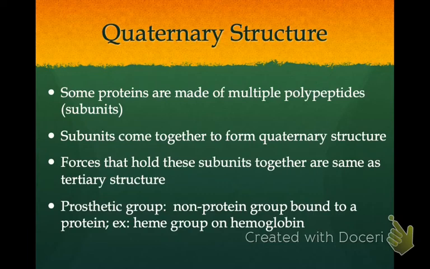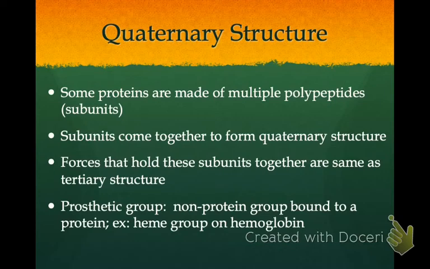The final structure we will talk about is the quaternary structure. This structure does not form with all proteins. It will actually be made up of more than one polypeptide, such as hemoglobin. That's one of the examples of a quaternary structure. It's where more than one polypeptide comes together to form this particular protein.